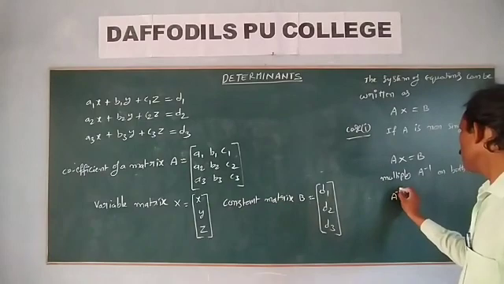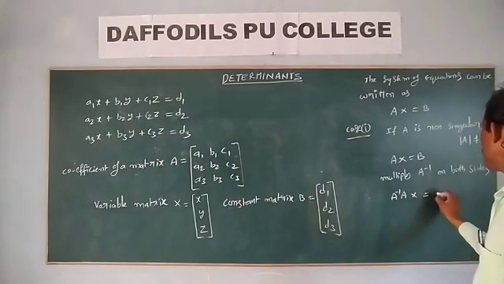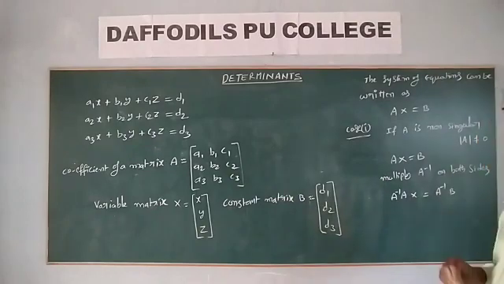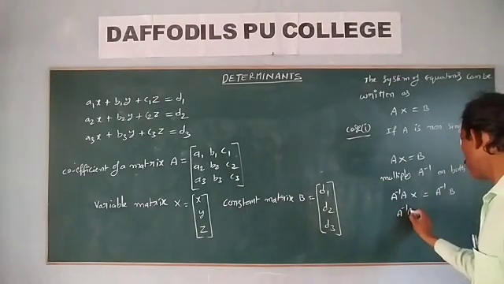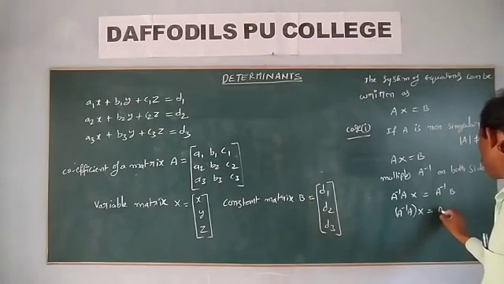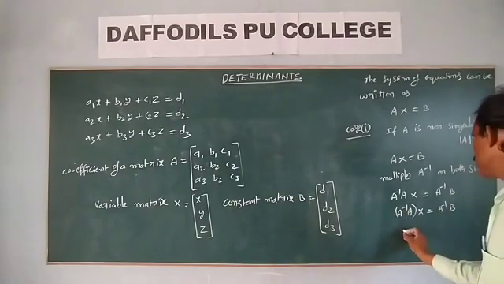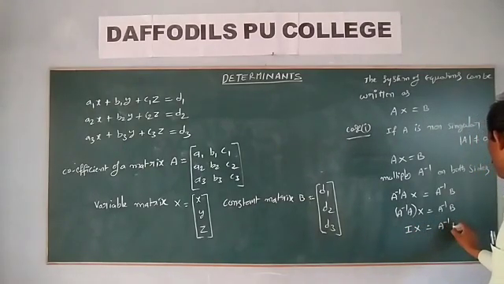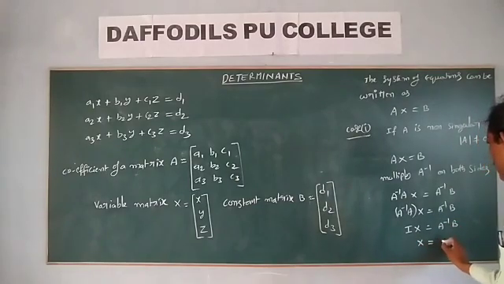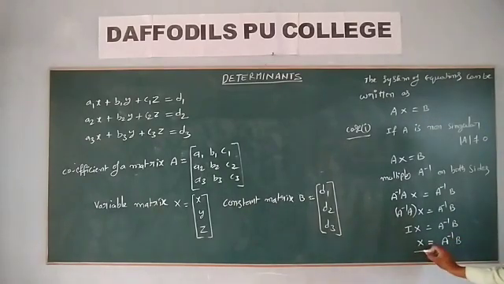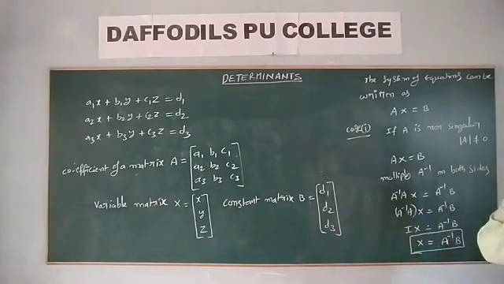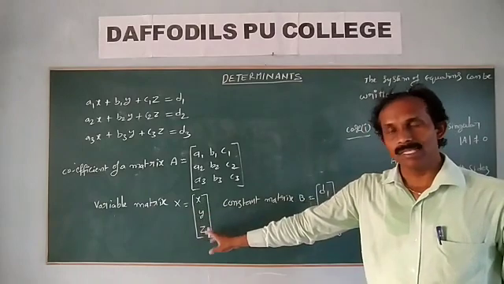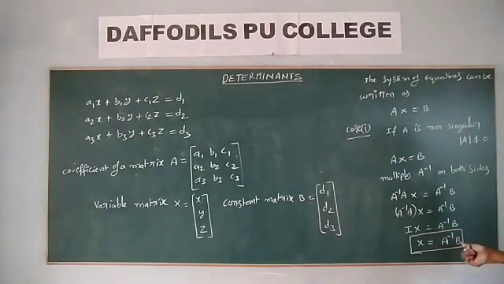A inverse into A X is equal to A inverse into B. This uses the associative property. A inverse into A is equal to I, so X is equal to A inverse into B. X means the variable matrix x, y, z. So the solution matrix is equal to A inverse into B.